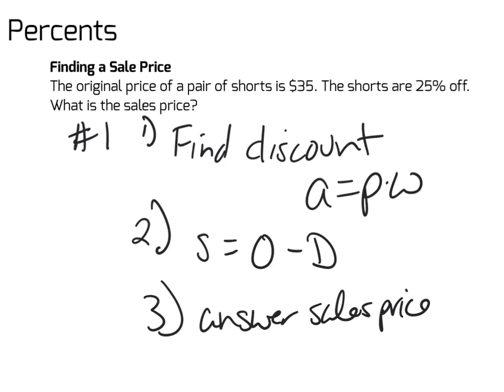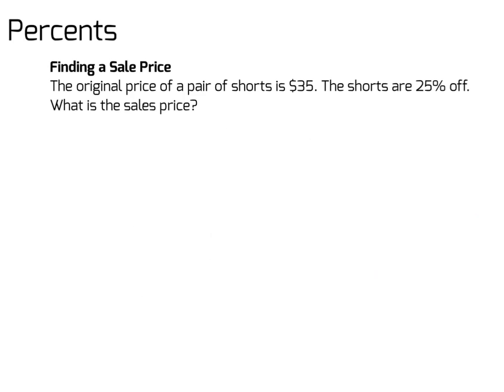Another way you could state this is your original price, I'm going to say that's X, minus X times your percent. That's another way that you could say it. You're going to take the 35 and subtract whatever 35 times the percentage is. And that's going to get you your sales price.